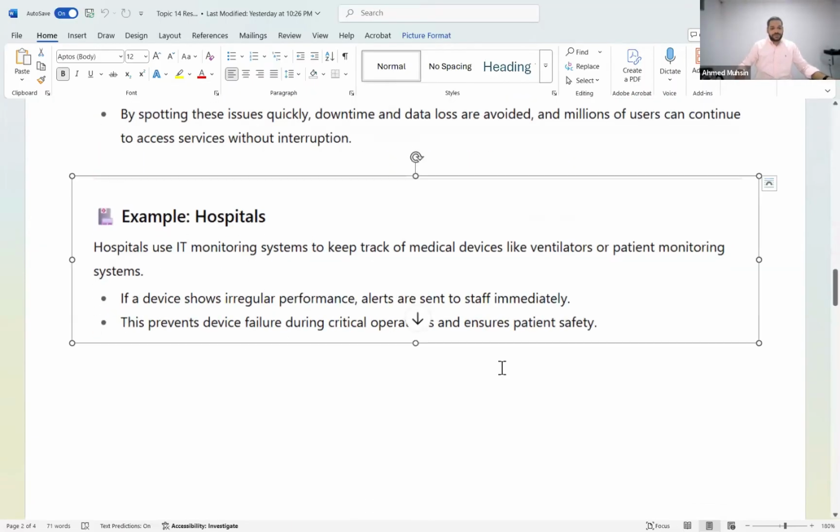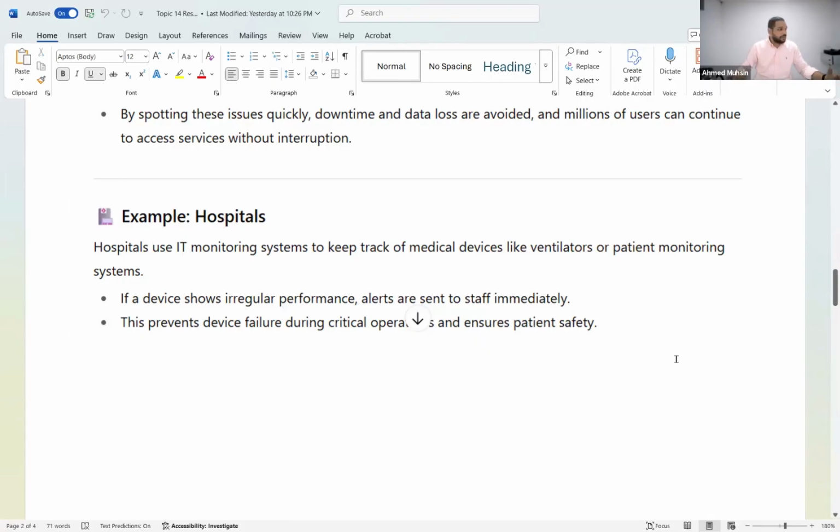Can you guys go through this also? Hospitals use IT monitoring systems to keep track of medical devices like ventilators or patient monitoring systems. I'm sure you guys have all seen this. If a device shows irregular performance, if the chart they are monitoring is completely flat, something is not right. So this prevents device failure during critical moments. Are we all okay with this?